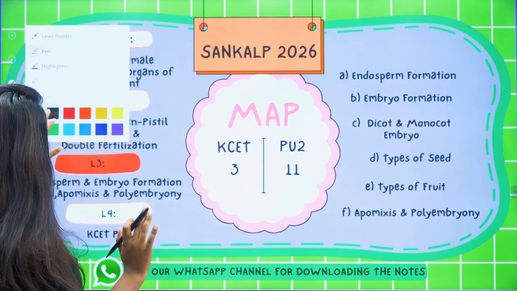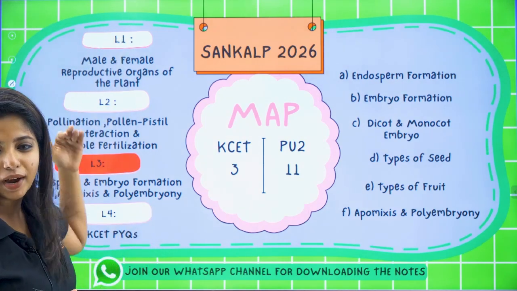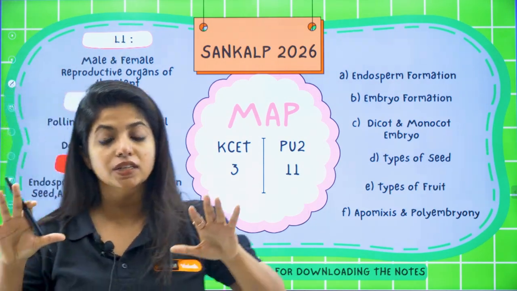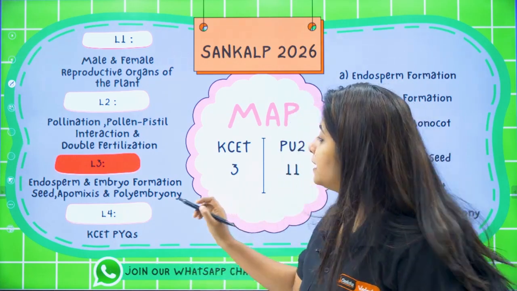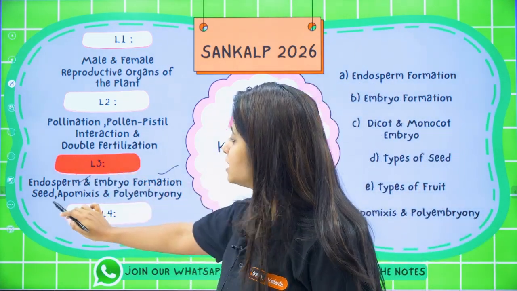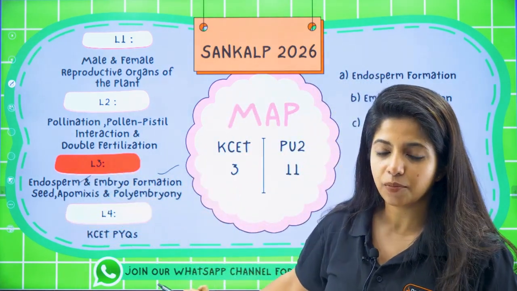So this is our progress card. Over here we have completed L1, L2. This session would be the last theory session where we cover complete endosperm, embryo formation, seed, apomixis and polyembryony.